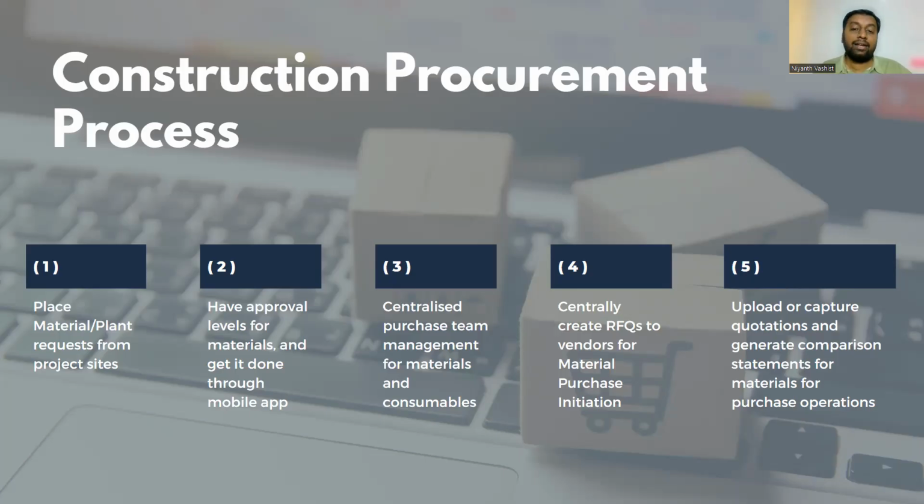So then centrally create RFQs to vendors for material purchase initiation. RFQ is request for quotation. So a request for quotation is basically sent to the vendor and the vendor will raise the quotations. The vendor will send the quotations for each of those materials according to the specification. Then we go for upload or capture quotations and generate comparison statements.